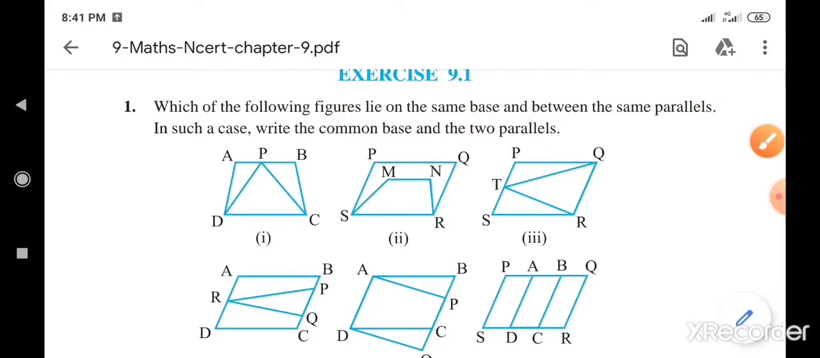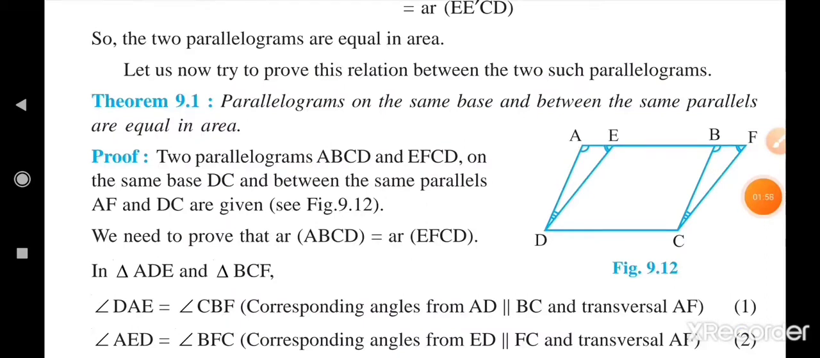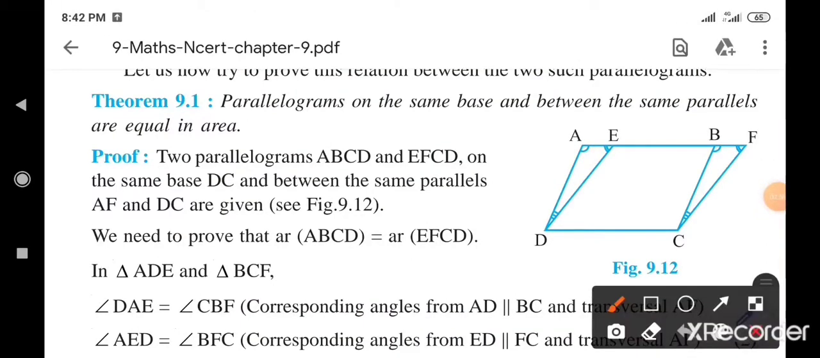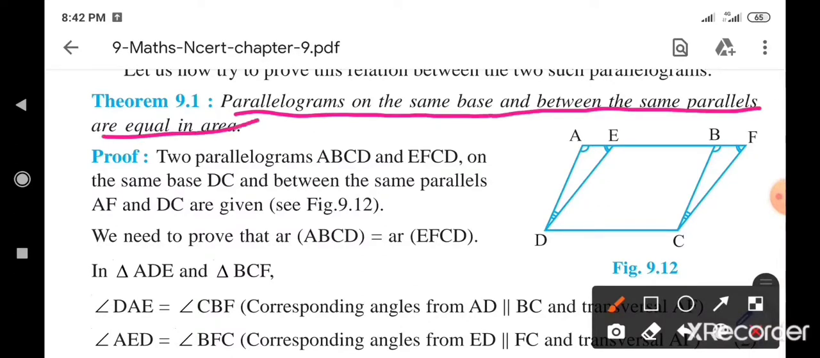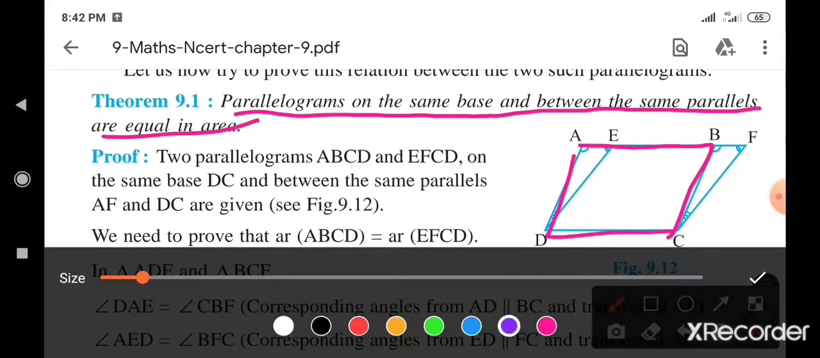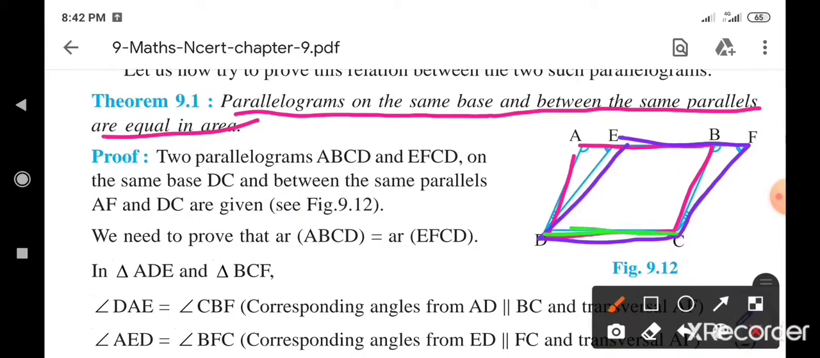Now moving to the next exercise and its basics. This is a very important theorem. The theorem states that parallelograms on the same base and between the same parallel lines are equal in area. I just want to explain that there are two parallelograms, ABCD and EFCD. These two parallelograms lie between the same parallel lines. You can see that both are lying between the same parallel lines.